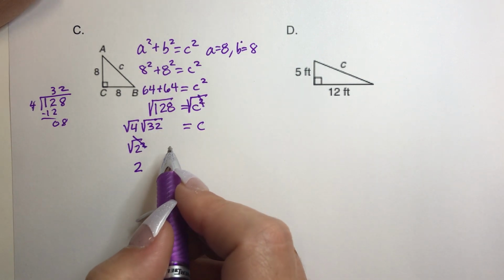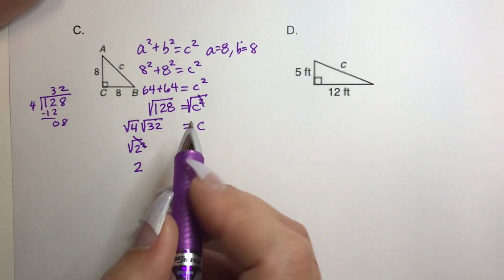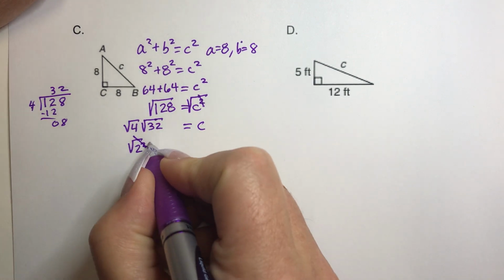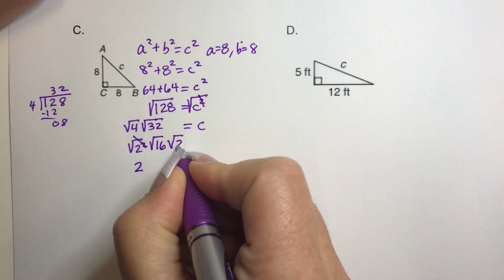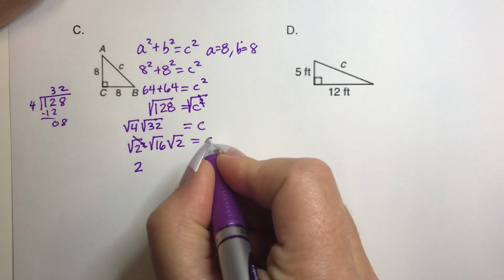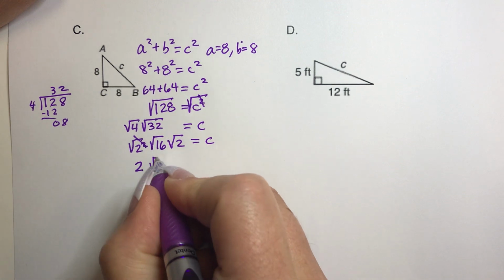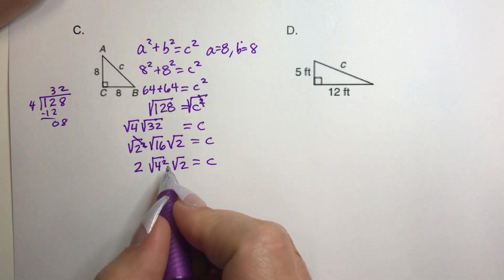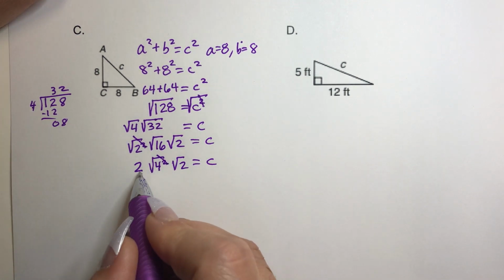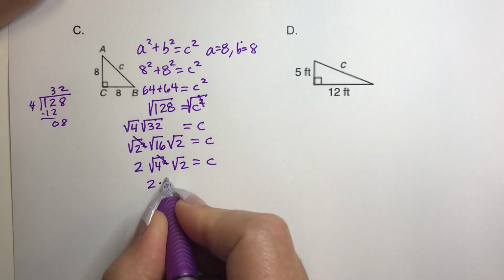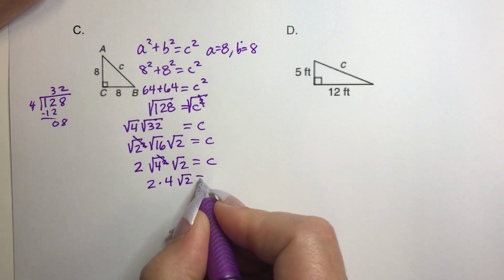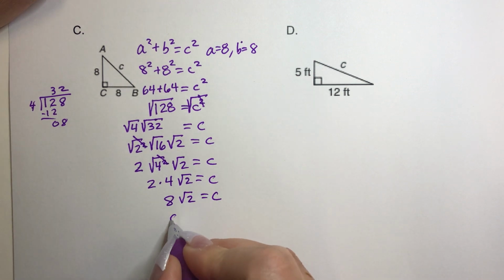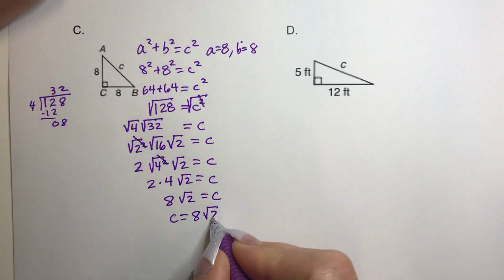Now, the square root of 32 also has a perfect square number in it. I want to say 16. 16 times 2. So I can go the square root of 16 times the square root of 2, because 16 times 2 is 32. Now, the square root of 16 is the same thing as 4 squared, and then this square root and that square cancel each other out. So basically I'm left with 2 times 4 times the square root of 2. And 2 times 4 is 8. So this is the exact simplified form: 8 square roots of 2.